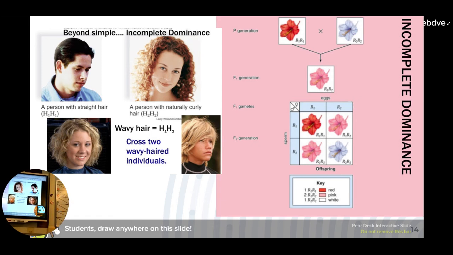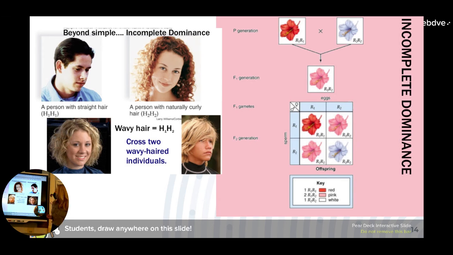Can two wavy-haired people have a straight-haired child? Yes. What are the odds? 1/4. How about two wavies having wavies? Half. How about two wavies having curly? 1/4. Got that? Each genotype gives its own unique phenotype.